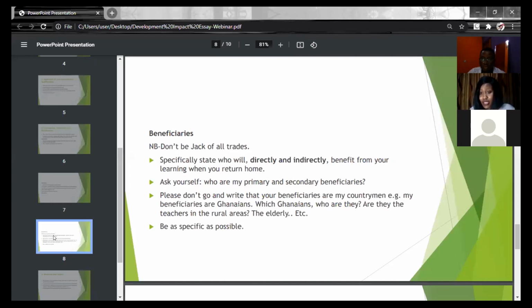So you should ask yourself, who are the primary beneficiaries of my study? Who are the secondary beneficiaries of my study? So maybe you're going to do something with gender, and the beneficiaries are teenage girls in this area, maybe teenage girls in urban cities or teenage girls in rural cities. Those are your specific beneficiaries. Do not state a whole region or be blunt, like, maybe all Ghanaians are going to be beneficiaries. Do not do that. Be as specific as possible. Okay.